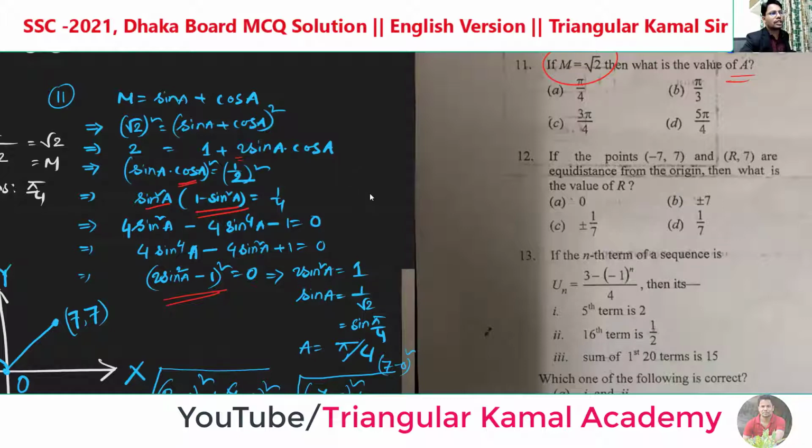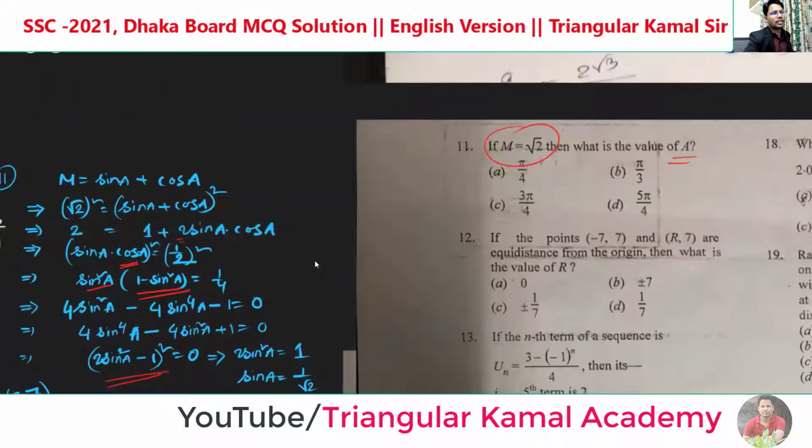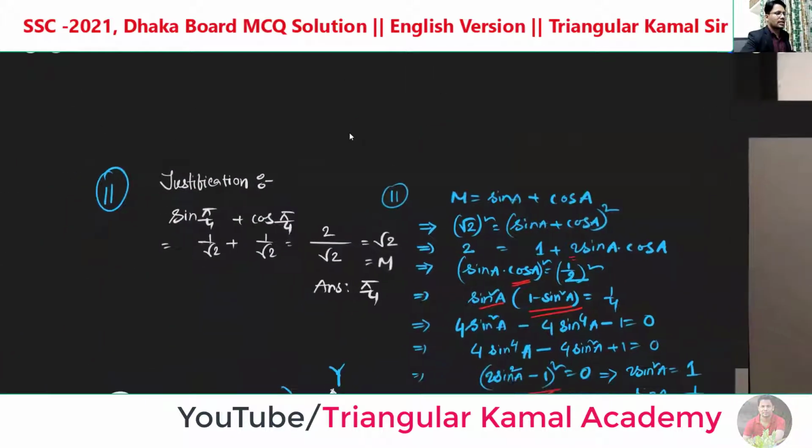But in the shortcut method, you can just try putting the values here: pi/4, then pi/3, then 3pi/4, then 5pi/4. In whichever case you get m equals √2, that will be the answer. This is called justification from the options. If we put the value a equals pi/4 from this option, after doing the calculation we get √2, which is m. That means the left-hand side and right-hand side are both the same. If we apply a equals pi/4, this is our answer.